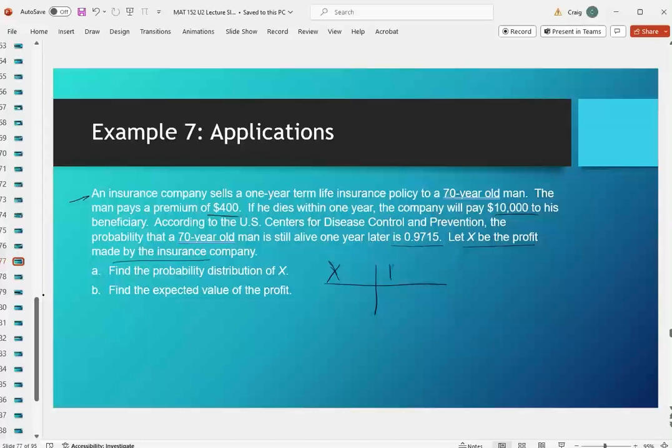Let's talk about the probability first. Okay, the probability that he's still alive is 0.9715. So the probability that he is not still alive is 1 minus 0.9715, which is 0.0285. Okay, so now let's look at the profit made by the insurance company. Okay, the expected value of the profit.